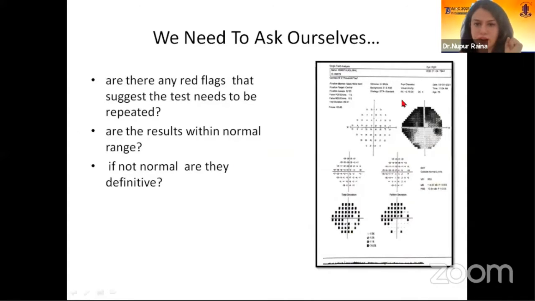So when we look at a visual field report, we start with asking ourselves, is this reliable? So yes, this is reliable. So it doesn't need to be repeated. Are the tests within normal limits? Here, there is a scotoma on the total deviation plot. There is a scotoma on the pattern deviation plot. The Anderson's criteria are all followed. So definitely this is not normal.